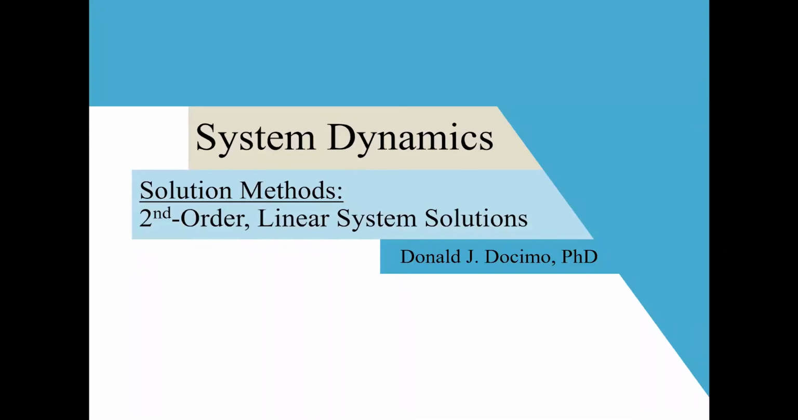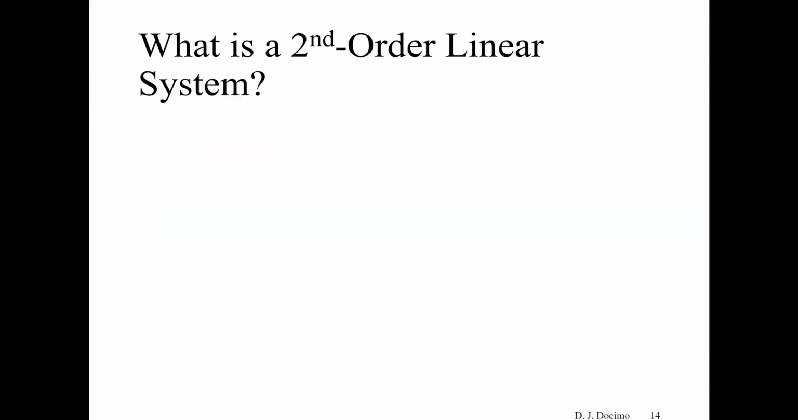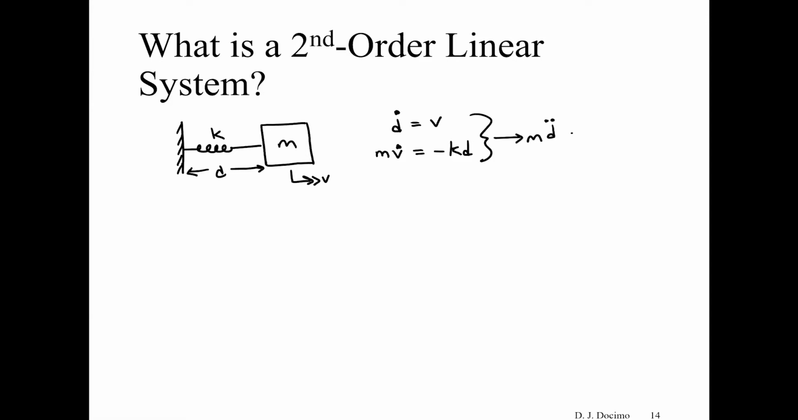So this video is going to go over second order linear system solutions. So what is a second order linear system? Well, if we have our mass spring system as we've had before, we have our deflection for our spring or our deformation and our velocity for our mass, we can get our equations of motion. So d dot is equal to v, m v dot is equal to negative k times d.